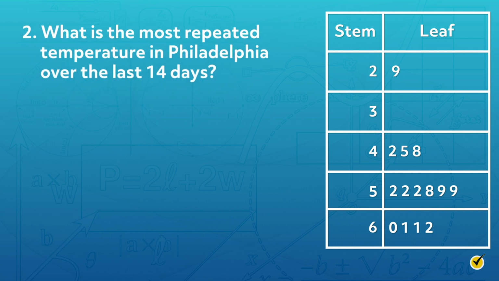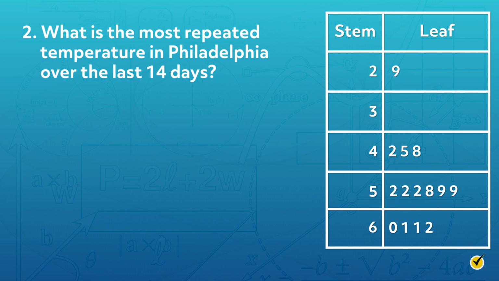What is the most repeated temperature in Philadelphia over the last 14 days? The number that occurs most often in a dataset is also called the mode. To find the mode, look for the repeated leaf numbers for each stem. Looking at the leaves for a stem of 5, we see the number 2 recorded 3 times. Since no other leaf number repeats itself 3 or more times, this number is the mode.